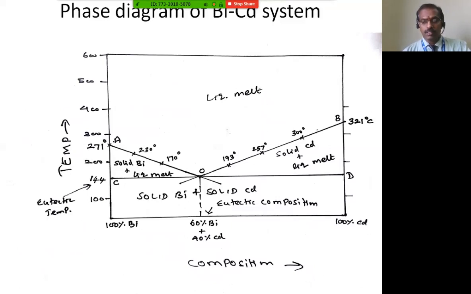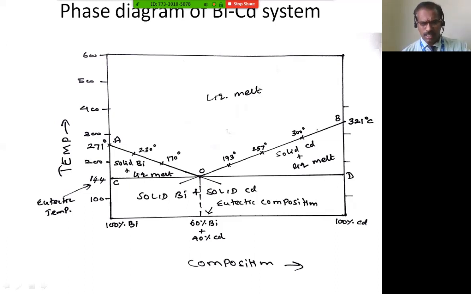Okay, what is that particular melting point? 141 degrees Celsius. So we can consider the melting point a eutectic point. Here, why are we calling it the eutectic point? Below the point O, solid bismuth plus solid cadmium is there. Above the point O, liquid melt is there. Correct. So two solids and the corresponding liquid melt are in equilibrium. So we are calling it the eutectic point.